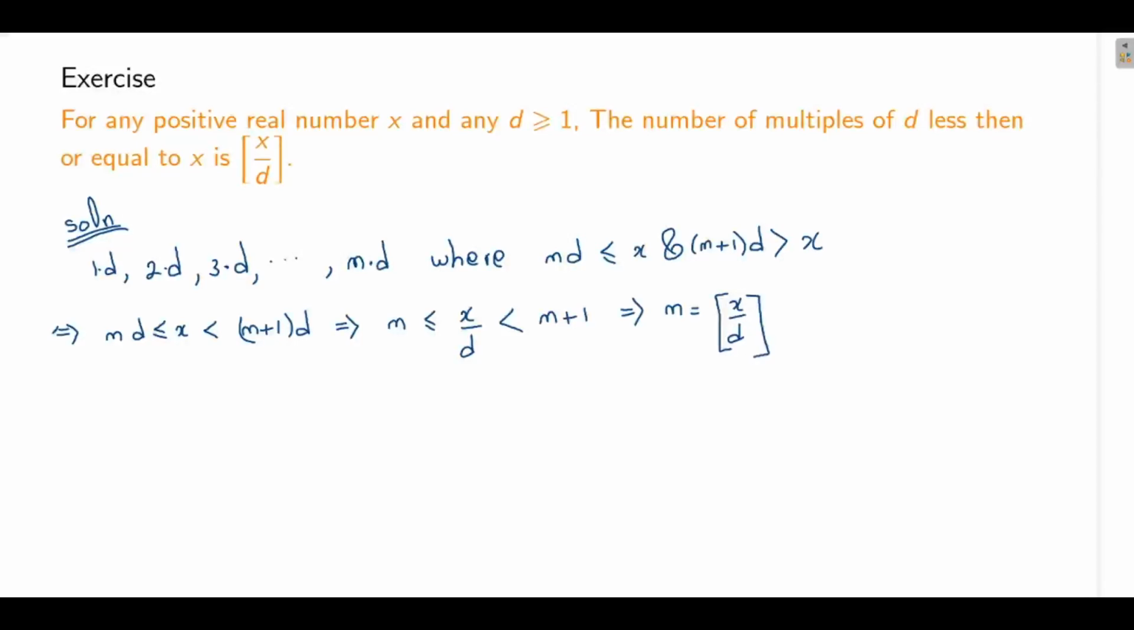And we know that m is the number of multiples of d less than x. Okay, these are all the multiples of d less than x: 1d, 2d, 3d up to md. Therefore, there are m of them. Therefore, this becomes exactly the greatest integer of x by d. So we will require this result in a proof later. So keep a note of it.